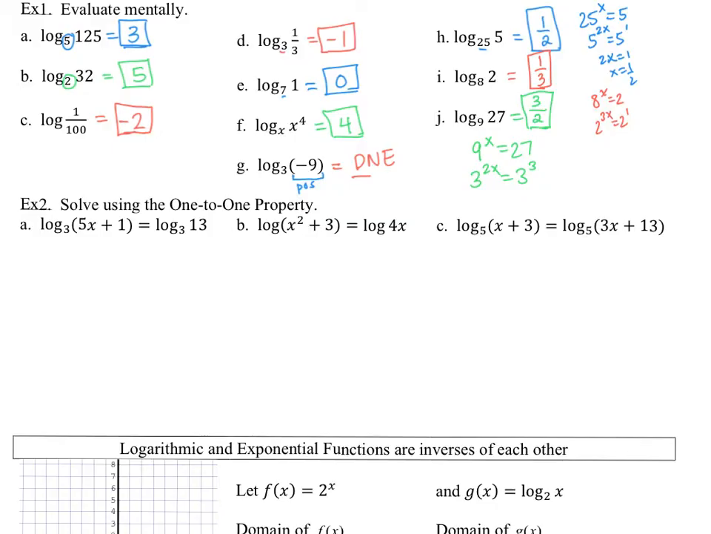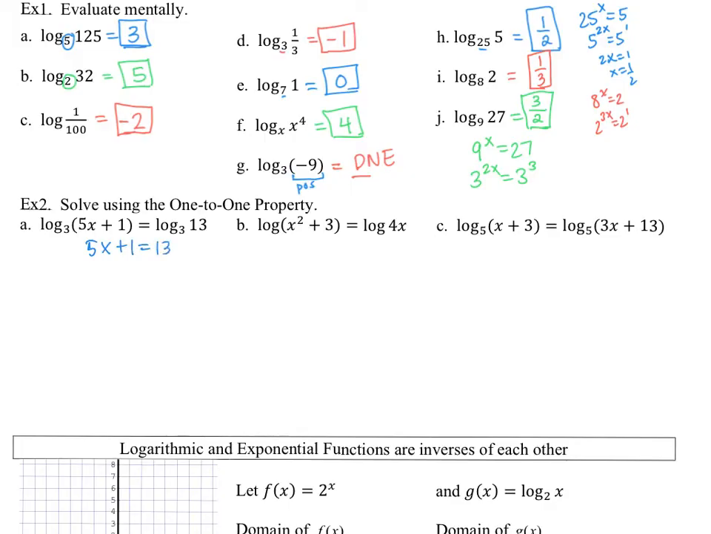So for A, it says log base 3 of 5x plus 1 equals log base 3 of 13. Since the log base 3 of this equals the log base 3 of that, it must be true that their arguments are equal to each other since they are both log base 3. So I could say that 5x plus 1 equals 13.